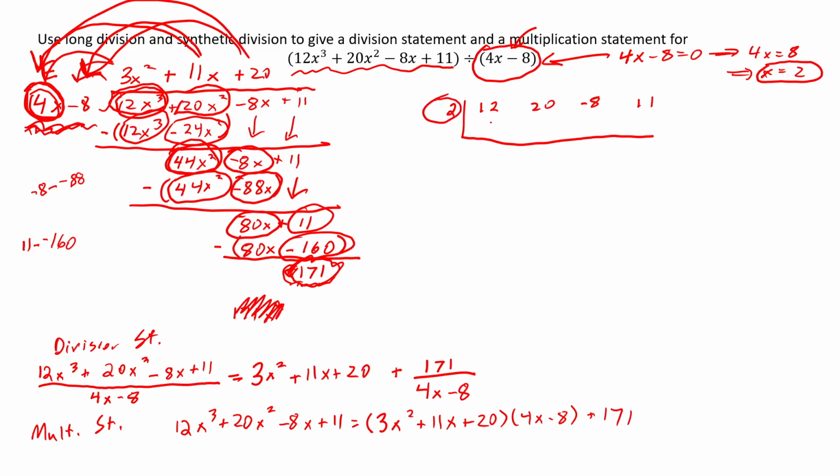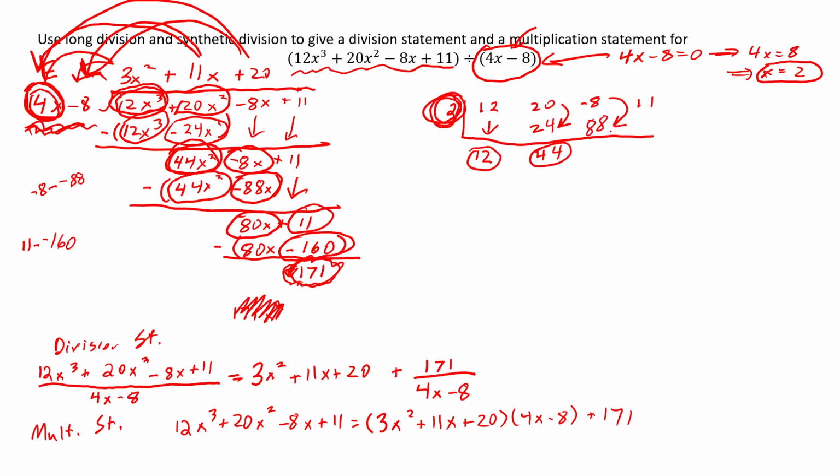So using synthetic division, what will happen is we'll drop down the 12. We see that 2 times 12 is 24. And we'll add this column. 20 plus 24 is 44. Then we'll see this 2 multiplied by 44 is going to be 88.